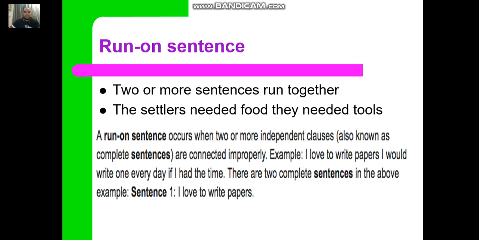The last one, run-on sentence. For example, the settlers needed food, they needed tools. Hey, hey, hey, take it easy. The settlers needed food, comma, they needed tools.